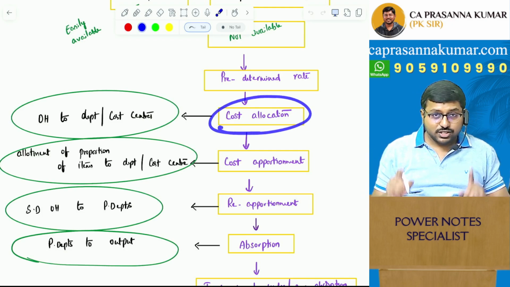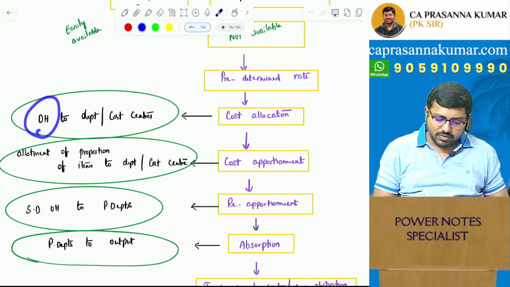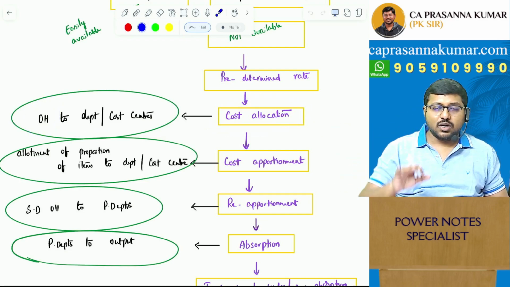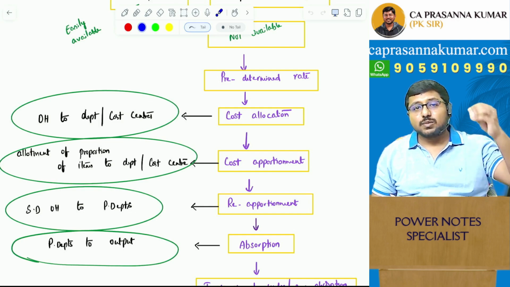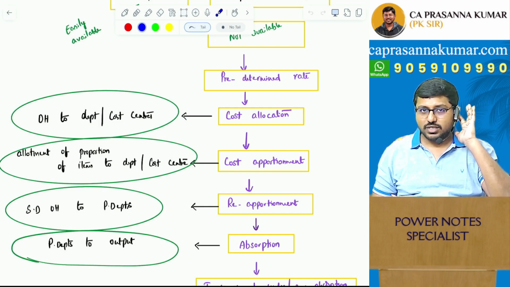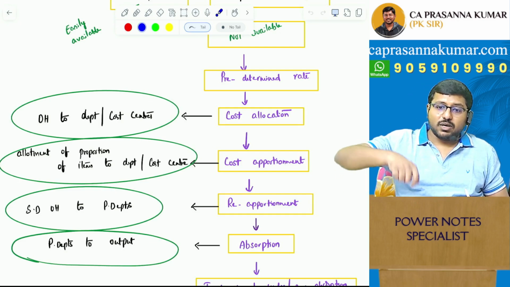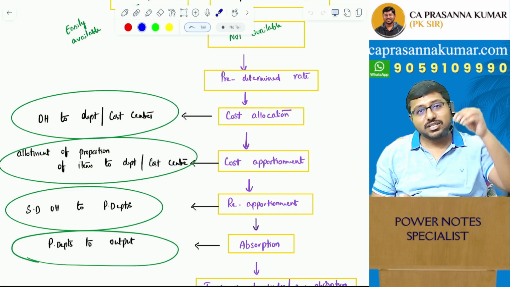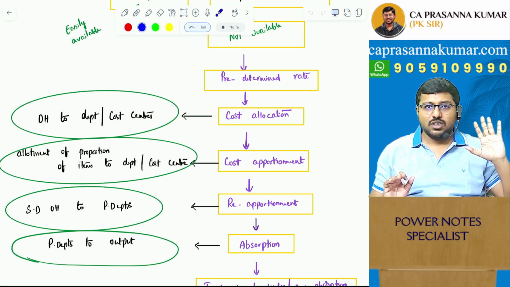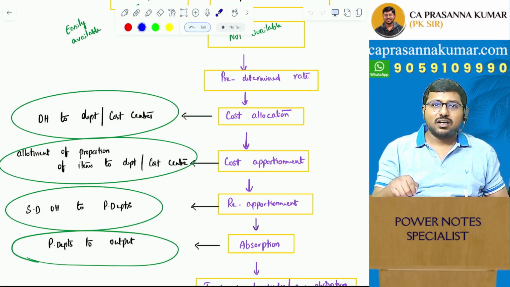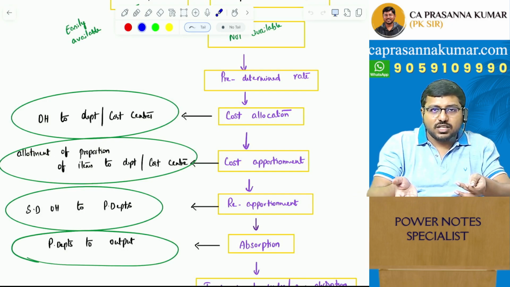So cost allocation first you will do, where overheads will be given to a particular department or a cost center. Cost center means anything that is responsible for incurring cost, we call it a cost center. For example, production department. Is it a cost center? Yes. Because of the production department, you're actually incurring cost. So it is a cost center. Purchasing department. Is it a cost center? Yes. Because in the purchasing department, you will purchase raw materials. So you're incurring cost there. So therefore, it is a cost center.